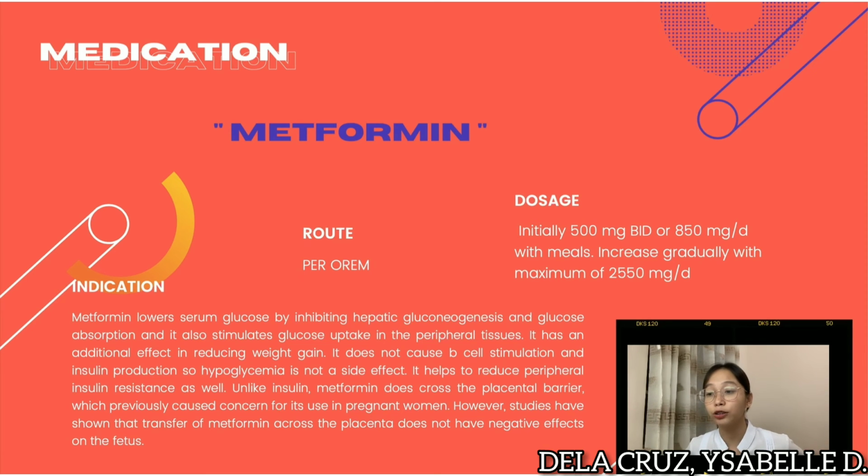For the indication, yung metformin, pinabababa niya yung serum glucose by inhibiting hepatic gluconeogenesis and glucose absorption. And ini-stimulate niya yung pag-uptake ng cells ng glucose. Nakakatulong din siya sa pag-reduce ng weight gain. And then, yung metformin is na-reduce niya yung insulin resistance and yung effect na hypoglycemia since hindi niya ini-stimulate yung B cell na found sa pancreas na mag-produce ng insulin.